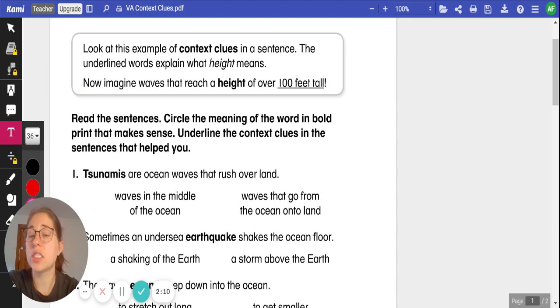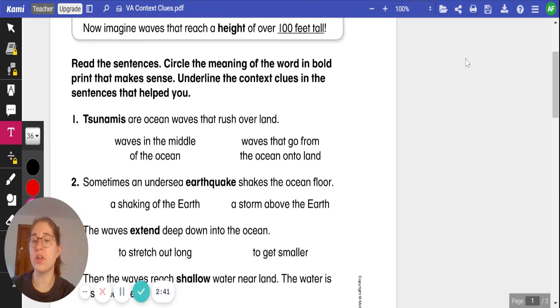Look at this example of context clues in a sentence. The underlined words explain what height means. Let's look at our sentence. Now imagine waves that reach a height of over 100 feet tall. So the underlined words 100 feet tall help explain the word height. Well, if we're talking about something being tall and it's giving us feet or how tall it is, that lets me know that the word height refers to how tall something is.